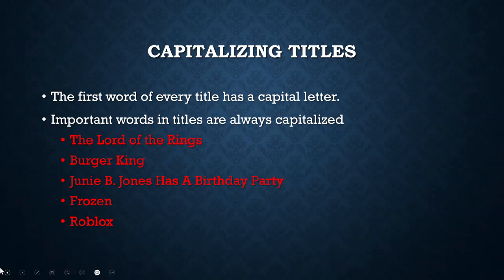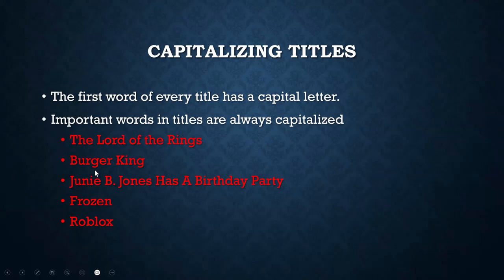So for example, important words in titles are always capitalized. The Lord of the Rings, Burger King, Junie B. Jones Has a Birthday Party, Frozen, the movie, and Roblox, the video game. But do you see how the words "of the" are not capitalized in The Lord of the Rings? That's because they are not as important as the other words. So you have to find the words that are the most important and capitalize the first letter of them.